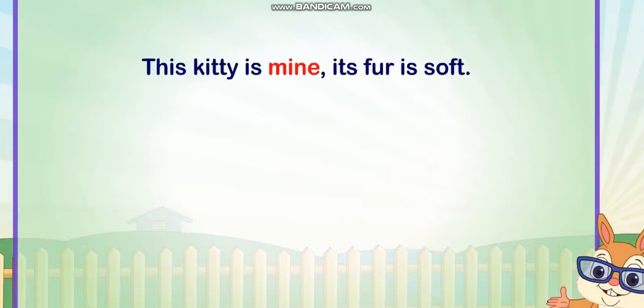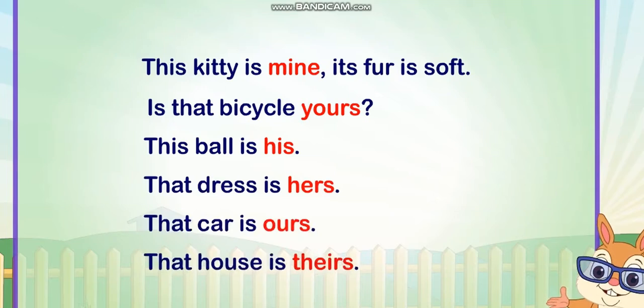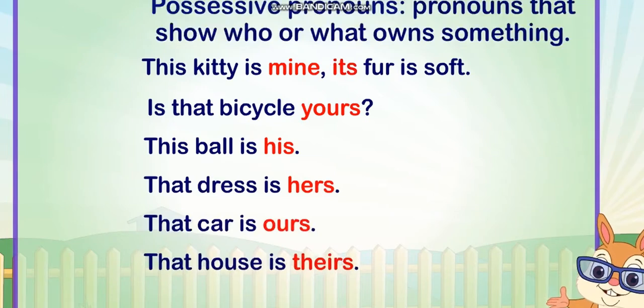The words mine, yours, his, hers, ours, theirs, and its are pronouns that show who or what owns something. It shows to whom it belongs. That is possessive pronoun. Possessive pronoun shows the ownership. Is that clear, students?